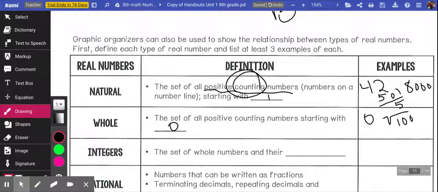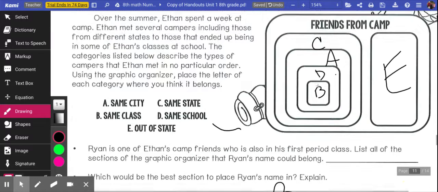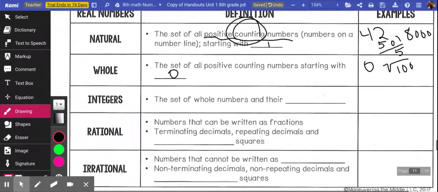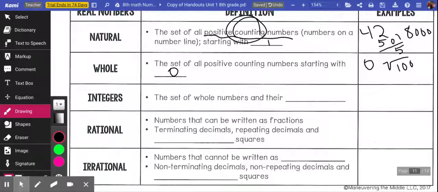Okay, integers. Moving up in this diagram, we would have natural and then whole, and both of those would also belong as an integer, because integers are the set of whole numbers and their opposites. So it's all positive and negative whole numbers. You could have the number 25, or you could have the number -5. You could have the square root of 81, or the opposite of the square root of 81. You could have a fraction, 15/3. Any of those would work.